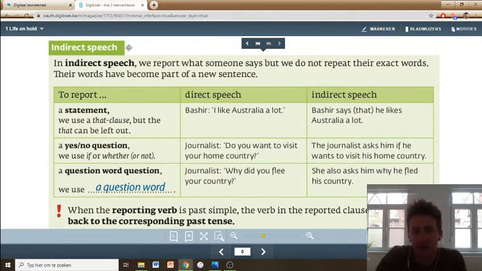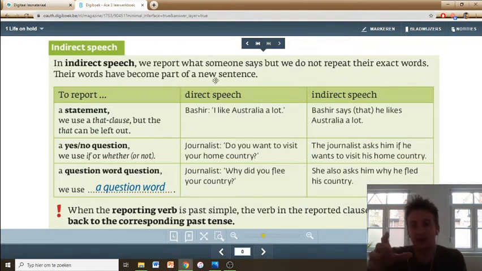Indirect speech is used to report about what someone has said in the past, and therefore it's often also called reported speech. Right? What is this actually? In indirect speech, we report what someone says, but we do not repeat their exact words. Their words have become part of a new sentence.